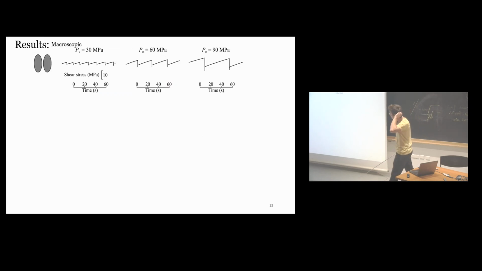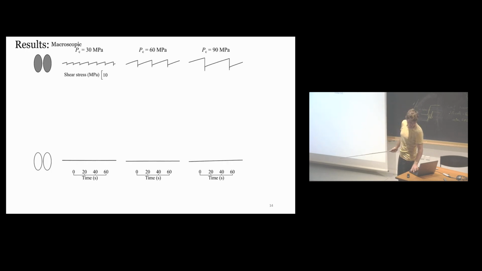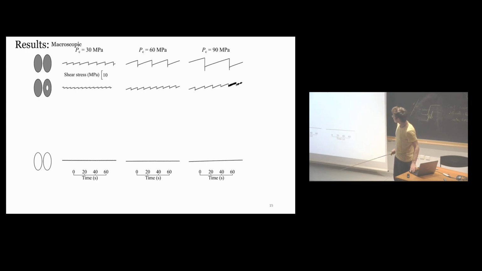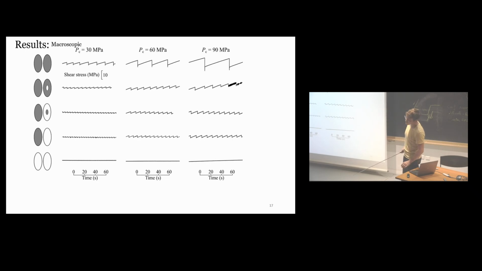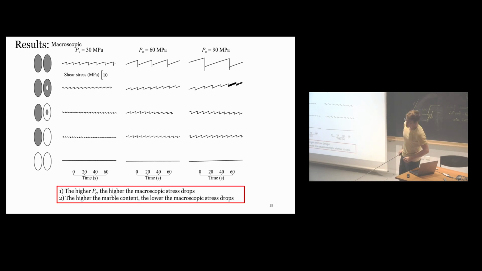Very briefly, Chris showed that slide yesterday. I'm showing you here the shear stress on the fault as a function of time, macroscopically measured. This is the granite fault, and it produced stick slip as expected, and the amplitude of the stick slip increased with the confining pressure. On the other hand, you have the marble fault that is creeping at all the tested confining pressures. Then this is the marble asperity, with seismic behavior, but the amplitude of the events is much smaller than for the granite fault. Then the granite asperity into the marble, still seismic behavior, but again smaller amplitude of stick slip. And finally, the bimaterial fault, still seismic behavior, but the smallest amplitude of stress drops. So the higher the confining pressure, the higher the stress drops, and it seems that the higher the marble content, the lower the amplitude of stress drops.